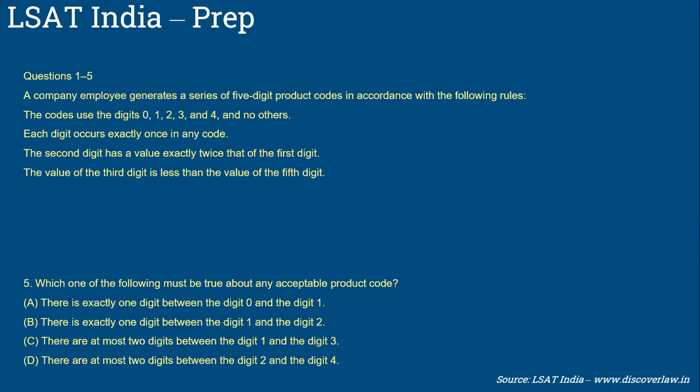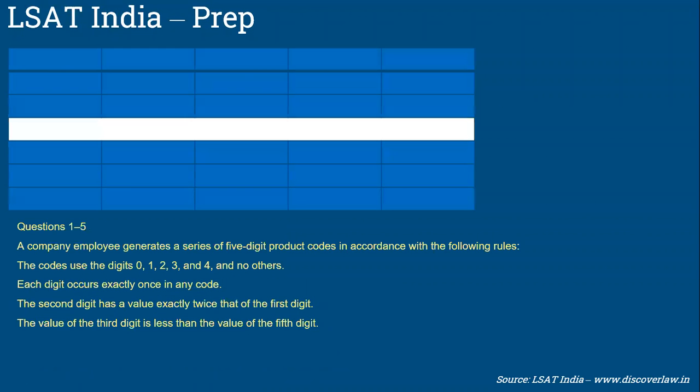Also, I have to take a call whether I solve this question one by one, or use all the conditions and list out all the possible cases upfront. In this case, you will see that listing down cases upfront makes a lot of sense. And in my other videos, I tell you when listing out the cases upfront will not make sense. So when I use the conditions here, it says a company employee generates a series of 5-digit product codes in accordance with the following rules.